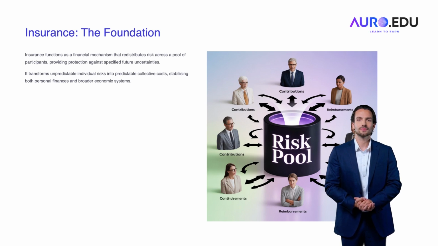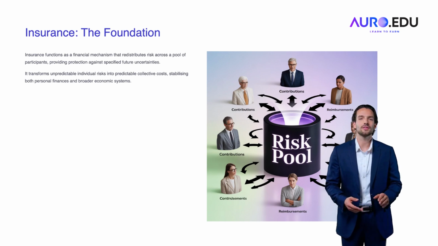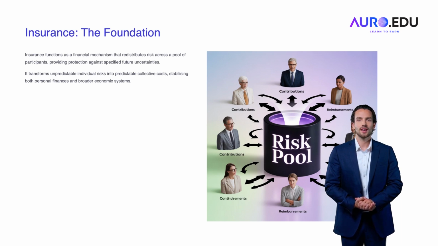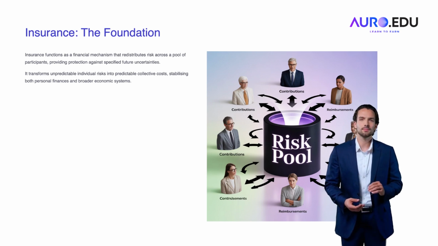Insurance: the foundation. Insurance operates as a financial mechanism that redistributes risk among many people, reducing the financial impact of unpredictable events. Instead of one person bearing the entire loss, everyone contributes a small amount to a pool that covers the unlucky few who face losses. This transforms individual uncertainty into collective predictability, which stabilizes both personal lives and the economy. Without insurance, risk-taking, such as starting a business or buying a home, would be far more dangerous. Modern economies rely on insurance to balance safety with innovation.